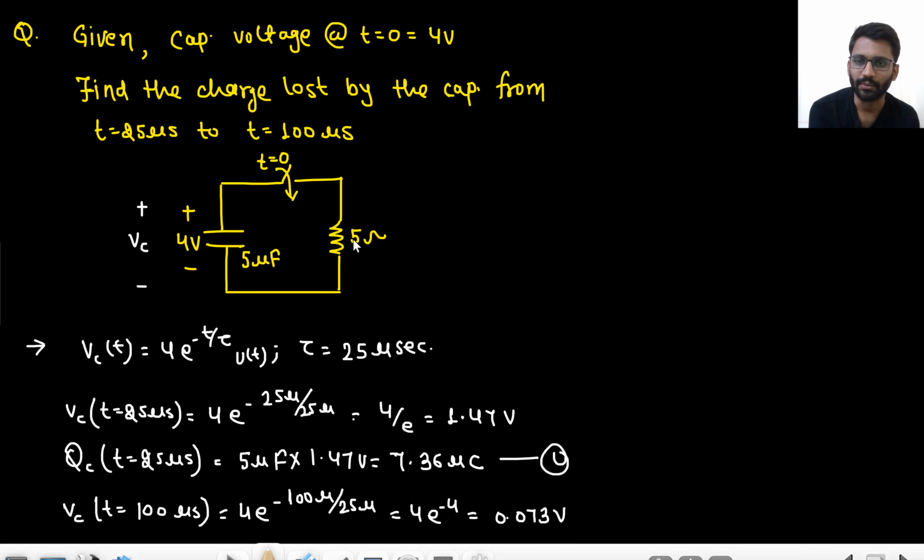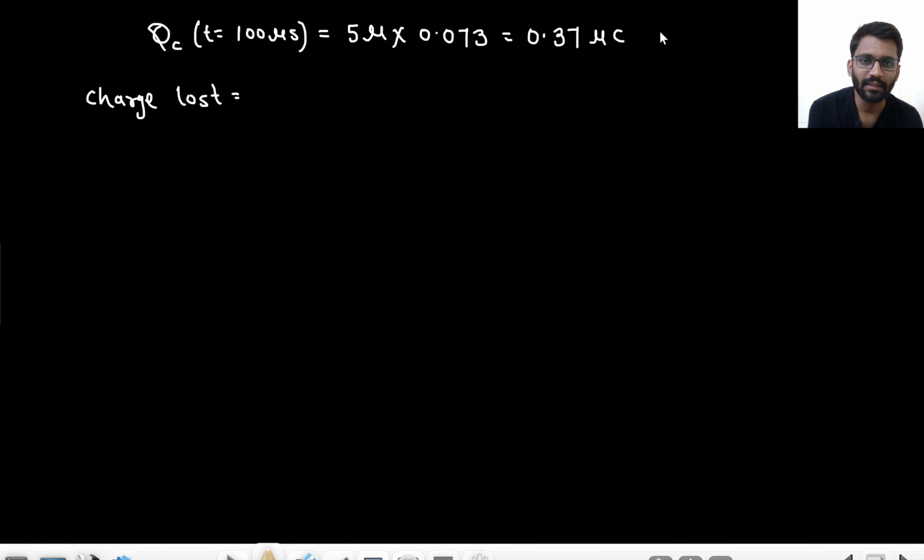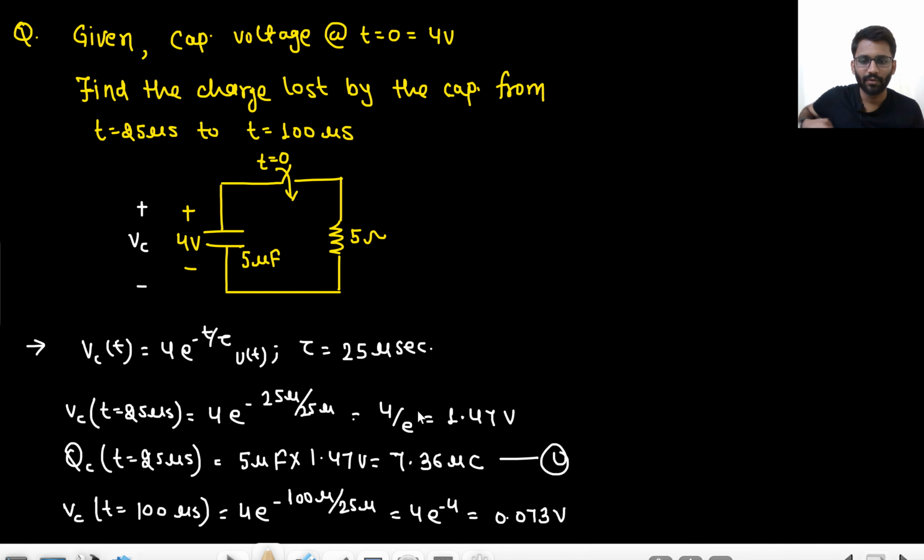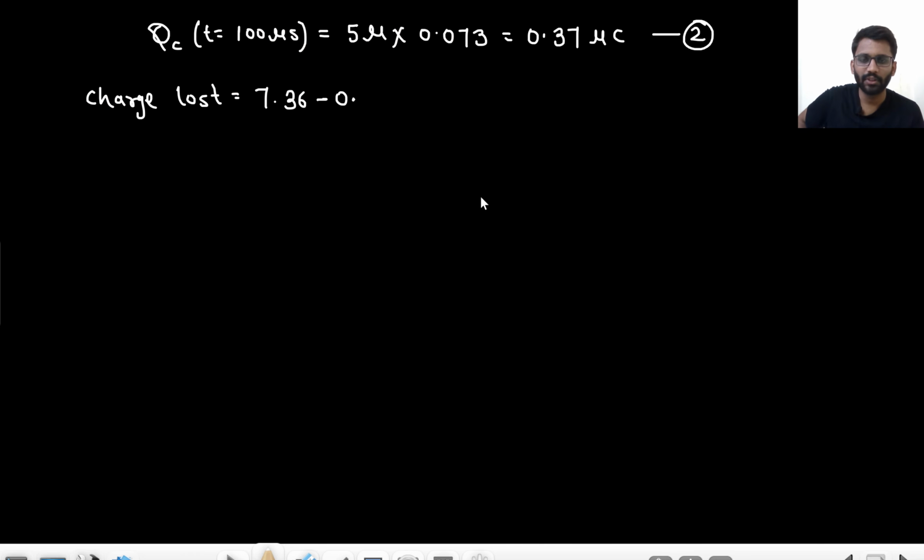Okay. So what is the charge lost? Initially it was 7.36. This is equation 2. So we go from 7.36 microcoulomb to 0.37 microcoulomb. So nearly it is 7 microcoulomb. We have lost nearly 7 microcoulomb charge.